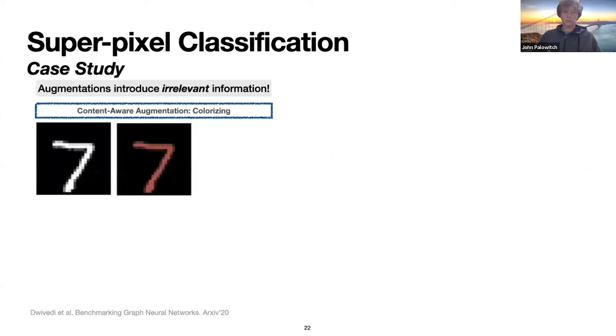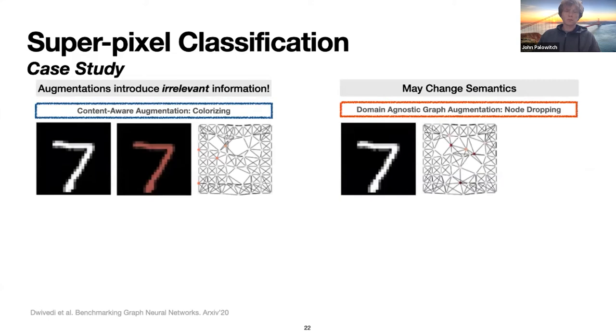Here, we take an alternative strategy in defining a content-aware augmentation. We intentionally induce irrelevant information that does not harm semantic information, in this case, color, which doesn't affect our ability to classify MNIST digits. This leads to changes in the node features of our downstream graph. This is in contrast to domain-agnostic graph augmentations, such as node dropping, which may alter the resulting KNN superpixel graph such that it may not be able to capture the original semantics of the original sample.